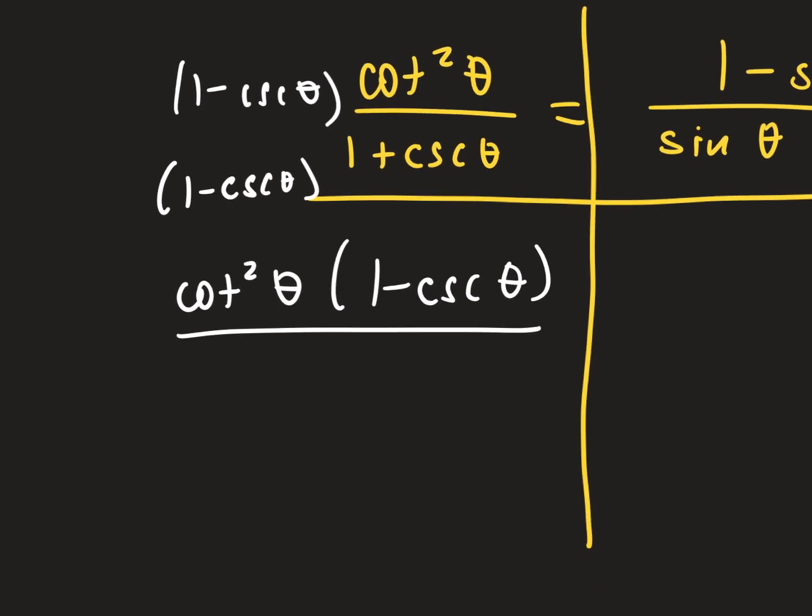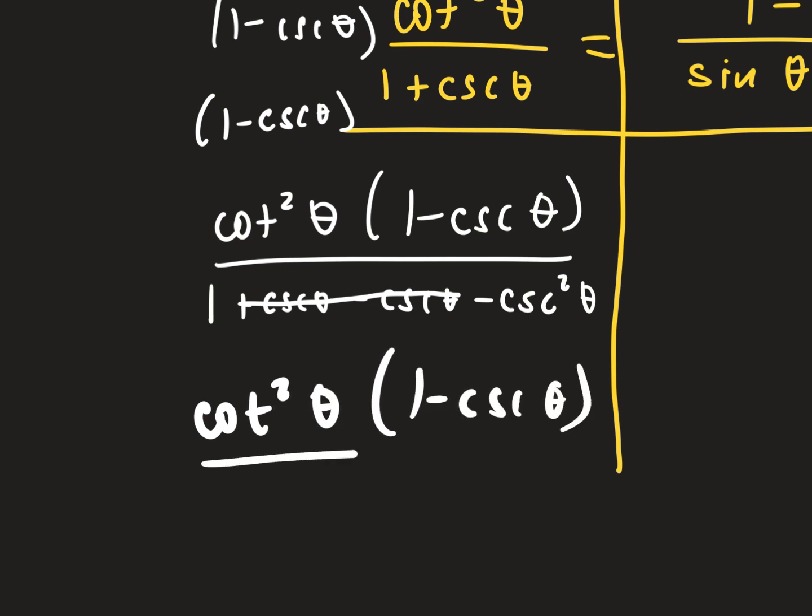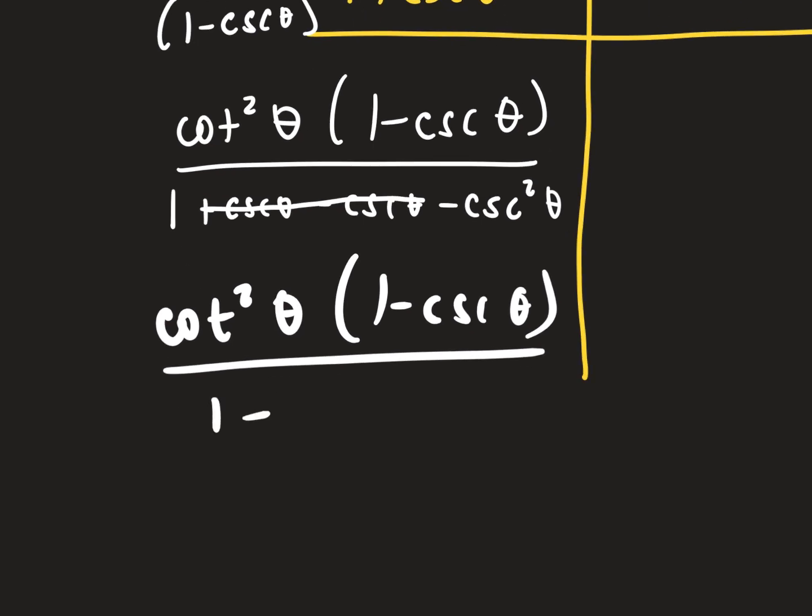When you FOIL this, you have 1 plus cosecant theta minus cosecant theta, minus cosecant squared theta. You guys agree? Okay. So this will cancel out. So we're left with cotangent squared of theta times 1 minus cosecant theta. And then the bottom here, we have 1 minus cosecant theta squared, correct? Everybody with me?